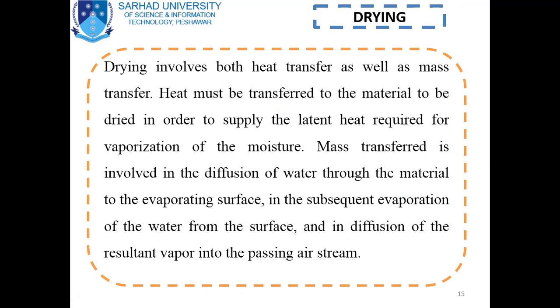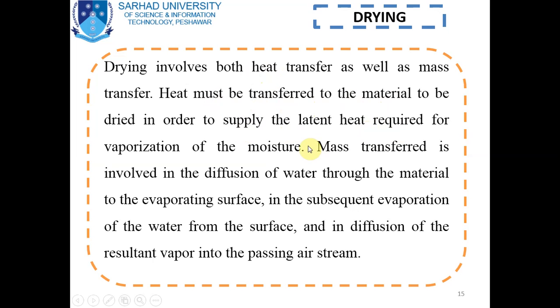And the theories of drying involve both heat transfer as well as mass transfer. We have discussed in detail the heat transfer and the mass transfer in the previous chapter. The heat must be transferred to the material to be dried. If we are going to dry a material, then we will supply heat energy, and that heat energy must be transferred to the material to be dried in order to supply the latent heat required for vaporization of the moisture.